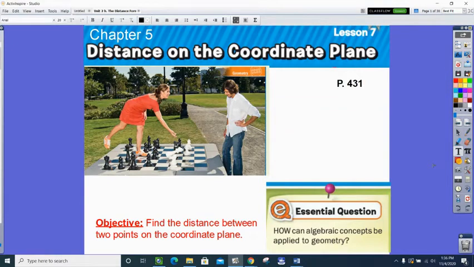So the final section of Unit 2 is to start talking about distance on the coordinate plane. So we're going to figure out how to do that. And we're going to start doing it with a graph, with a picture. And you're going to quickly realize that this has something to do with the Pythagorean theorem.